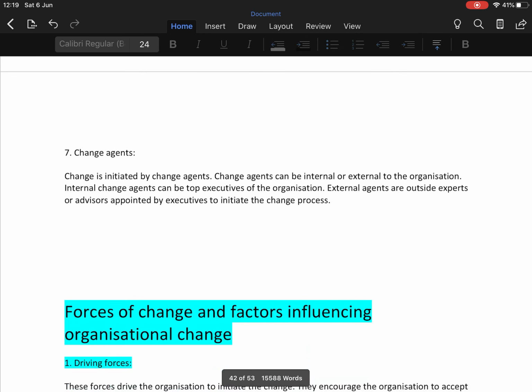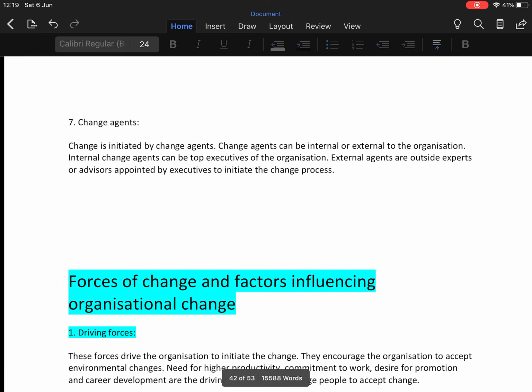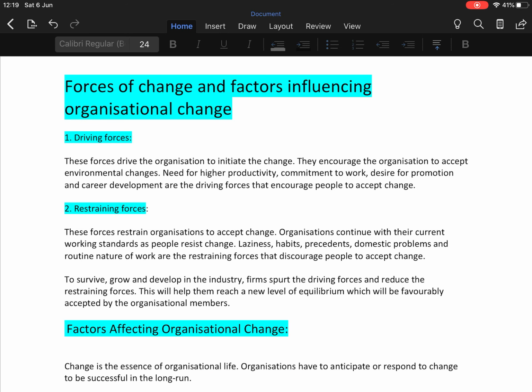Then comes change agent. Change is initiated by the change agents. A change agent can be internal or external to the organization. An internal change agent can be a top executive of the organization, whereas external agents are outside experts or advisors appointed by the executives to initiate the change process in the organization. Now the next topic is forces of change and factors influencing organizational change.